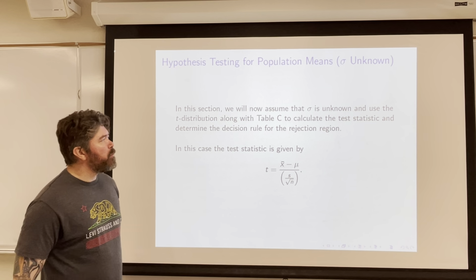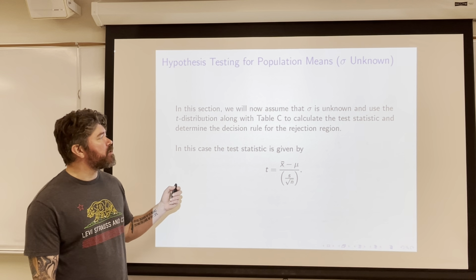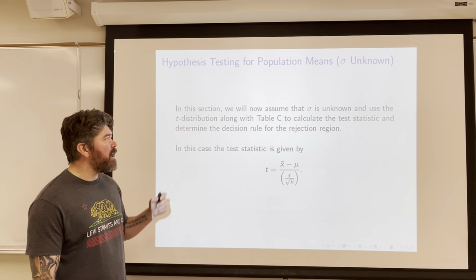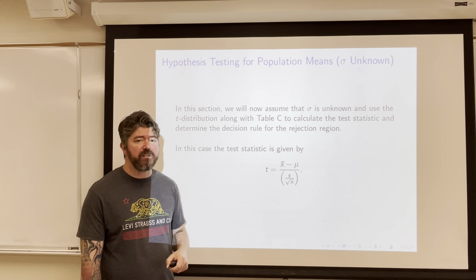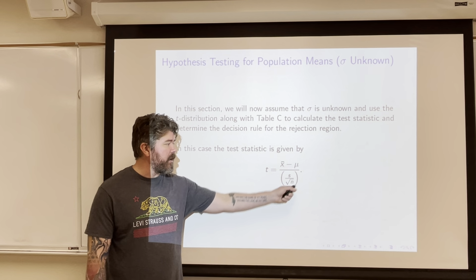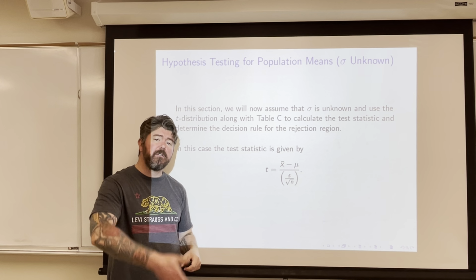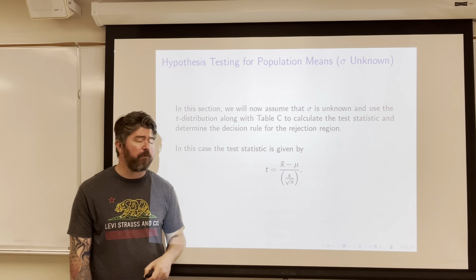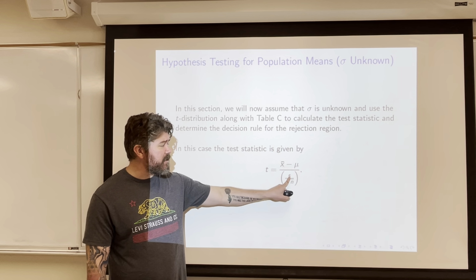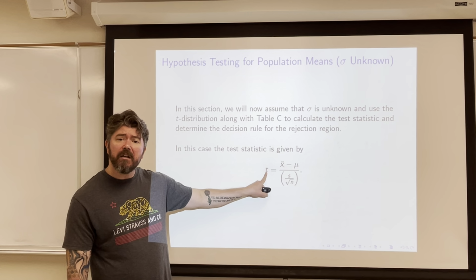In this section, we will now assume that sigma is unknown and use the student's t-distribution, along with table C, to calculate the test statistic and determine the decision rule for the rejection region. In this case, the test statistic is given by the following formula. And again, this is our second formula in the left column on our exam 5 formula sheet. Notice not much changes except for the fact that sigma becomes S, and doing so changes our Z to a T.